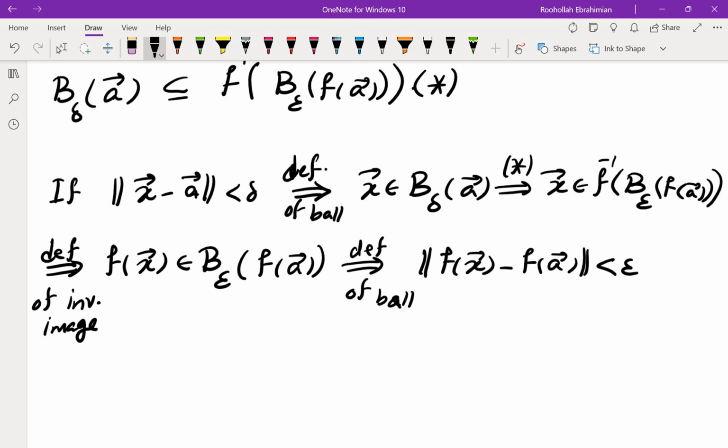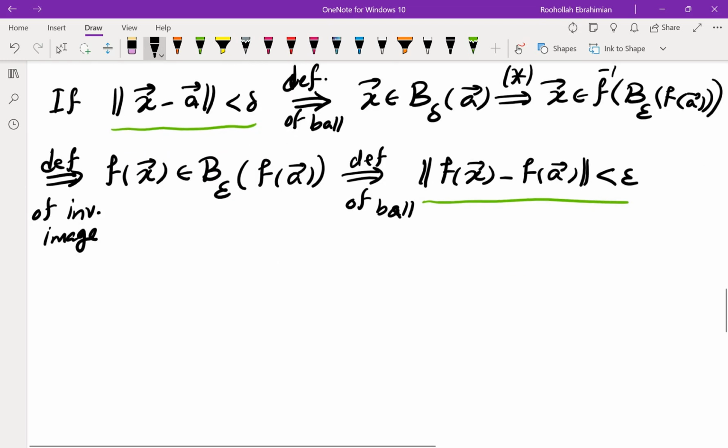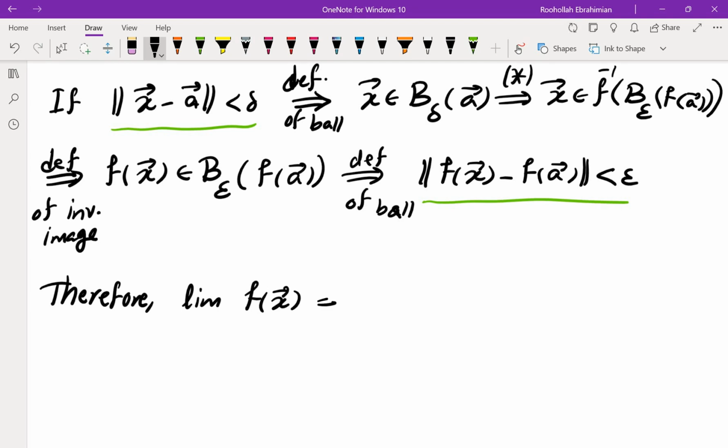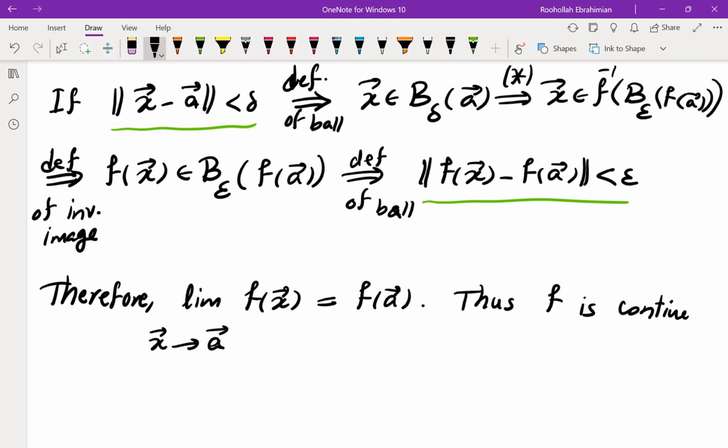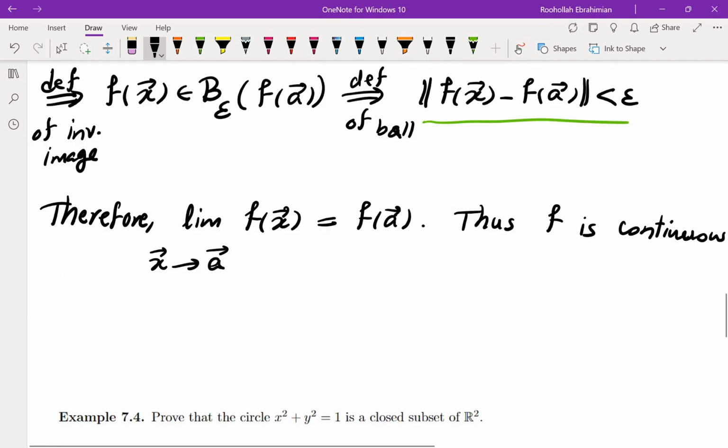Okay, so what did I do? I showed that if the norm of x minus a is less than delta, then the norm of f of x minus f of a is less than epsilon. And that's exactly the definition of limit. So therefore, the limit of f of x is in fact f of a as x approaches a. Thus, f is continuous at a.